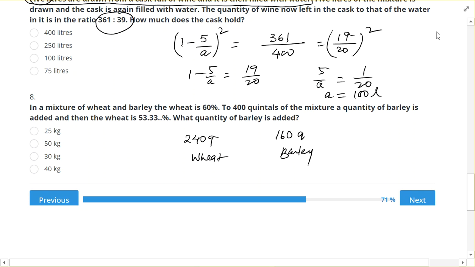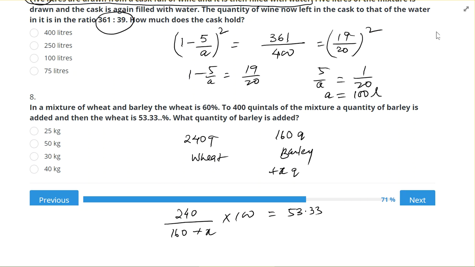To 400 quintals of the mixture, a quantity of barley, say X quintal, is added. And then the wheat is 53.33%. So 240 by 160 plus X into 100 is equal to 53.33, that is to be precise, 53 upon 1 by 53 plus 1 by 3, that is 160 by 3, 160 by 3.